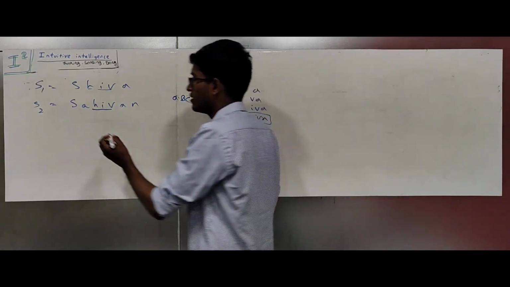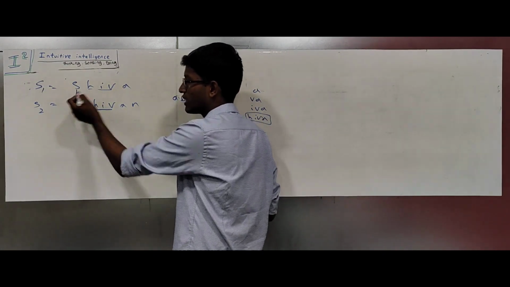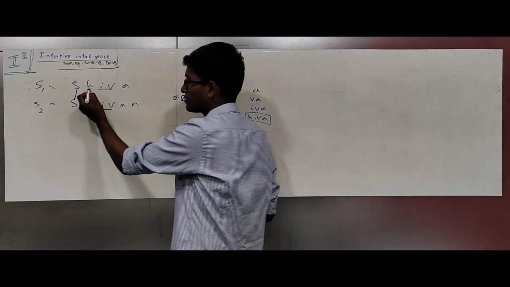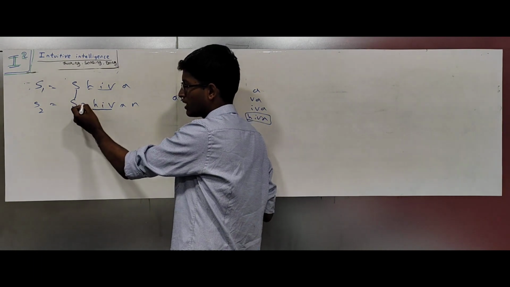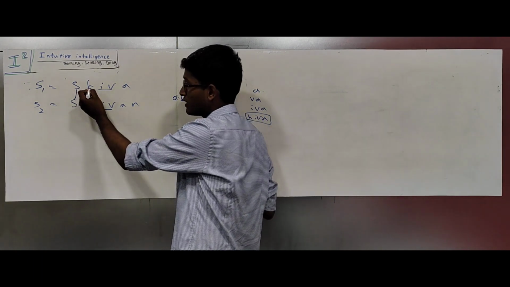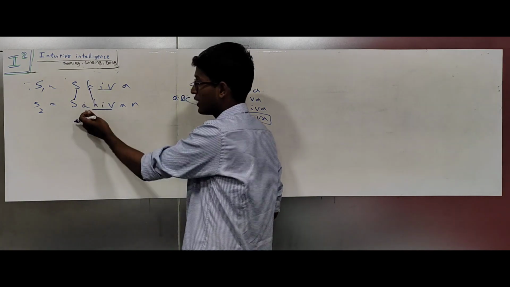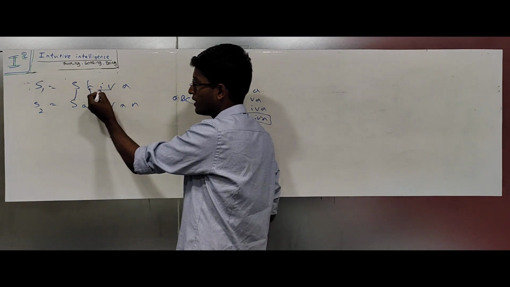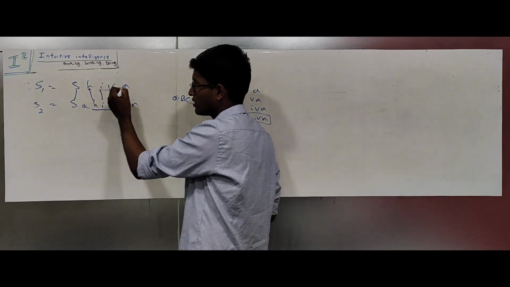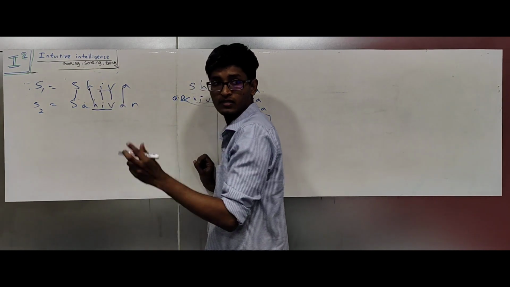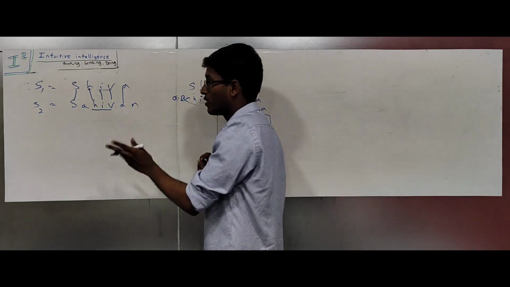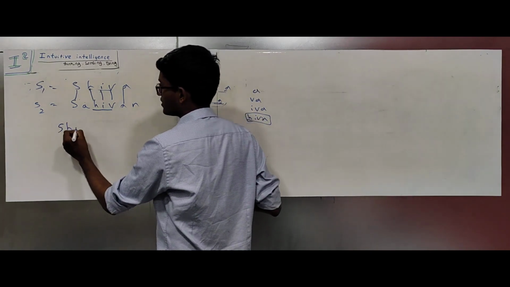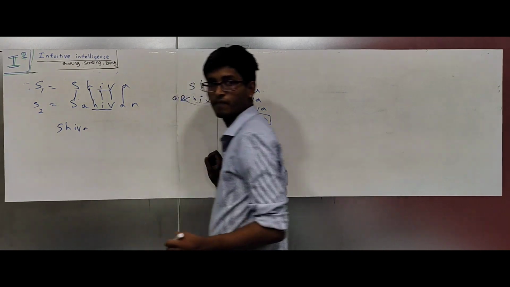What do I mean by that? Let us say here S and S matched. Next H and A, did they match? No. But the next H matched. So the next thing has matched, and now you will go forward. Here I matched, V matched, A matched. So what is the longest common subsequence? It is SHIVA.